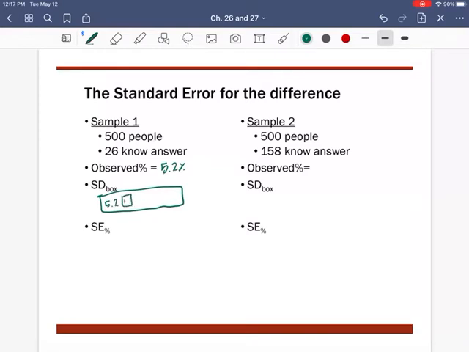So in our first sample, we observed 5.2%. So 5.2% were 1s, and then the rest, 100% minus 5.2, were 0s. Meaning the standard deviation of that box is going to be the square root of 5.2 times 94.8, except we have to move the decimal twice. So it's actually going to be the square root of 0.052 times 0.948.